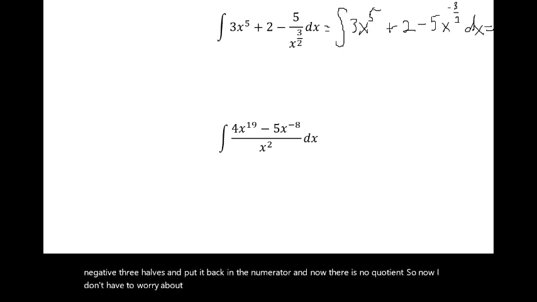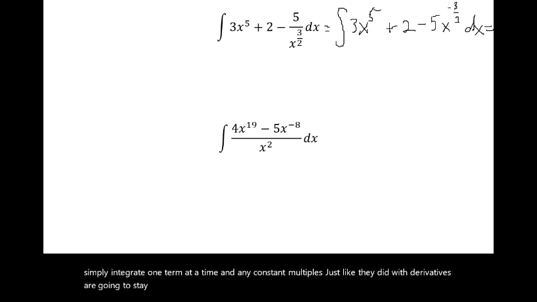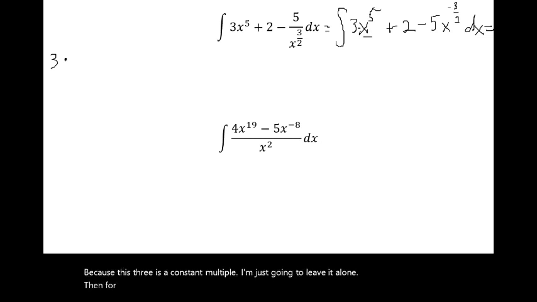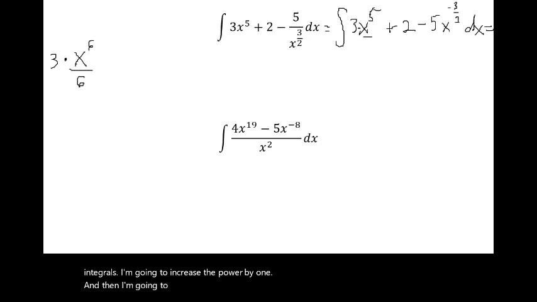So according to the sum and difference rule for integrals, I can simply integrate one term at a time, and any constant multiples, just like they did with derivatives, are going to stay there. So for the integral of 3x to the 5th, because this 3 is a constant multiple, I'm just going to leave it alone. Then for x to the 5th, I'm going to use the power rule for integrals. So for the power rule for integrals, I'm going to increase the power by 1, and then I'm going to divide by the new power.